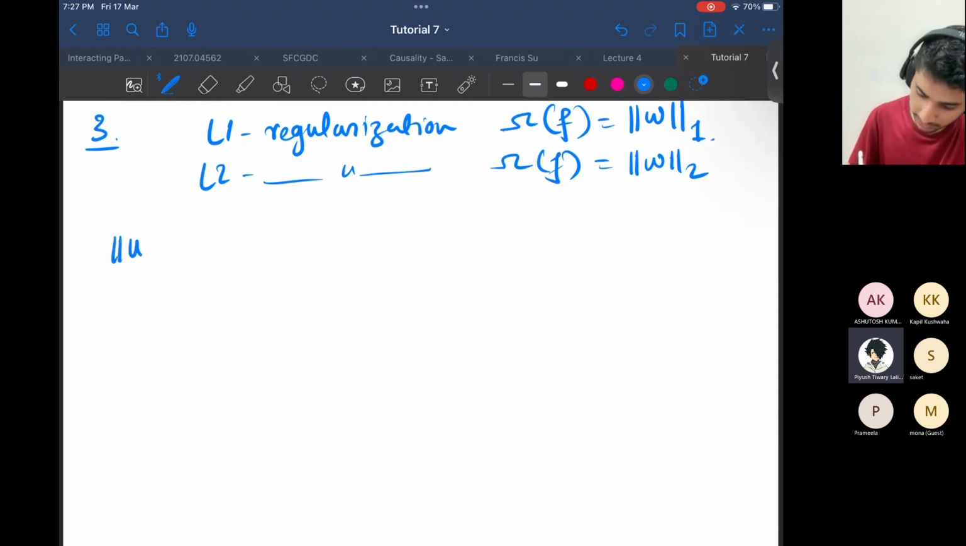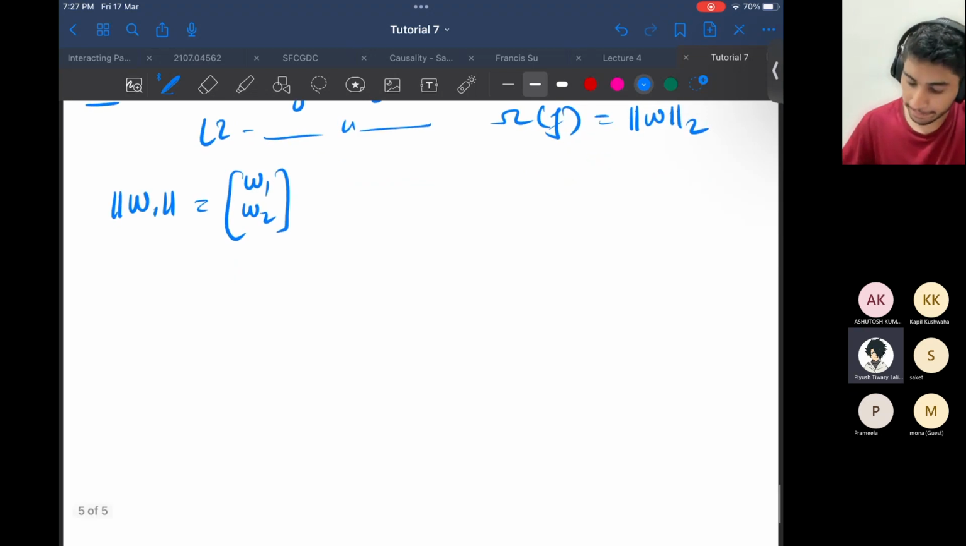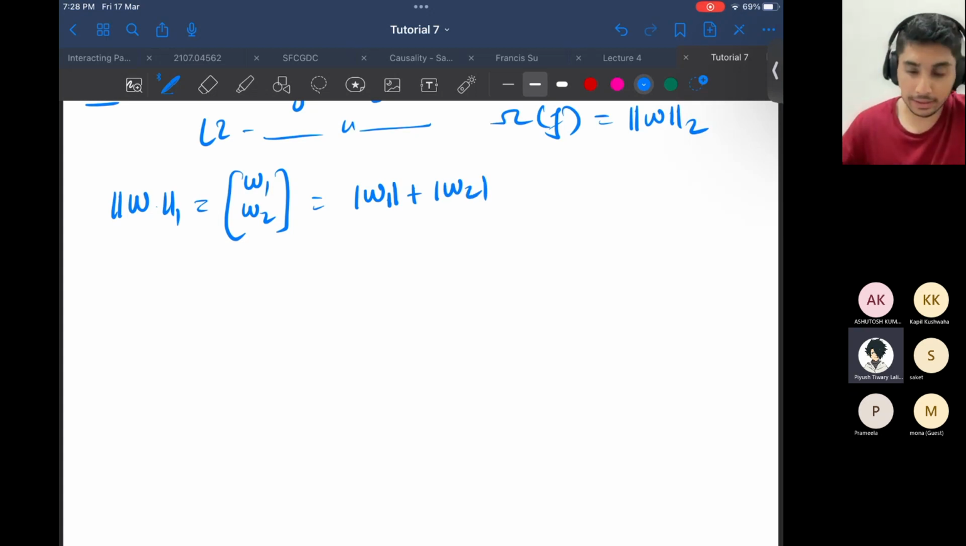So what is the L1 norm of W? W is a vector. Since the given problem is in two dimensions, let's say it is a two-dimensional vector, with values W1 and W2. Now, what is the L1 norm? This would be simply the absolute value of W1 plus the absolute value of W2. This is what the L1 norm is.